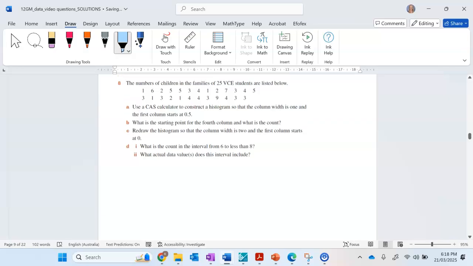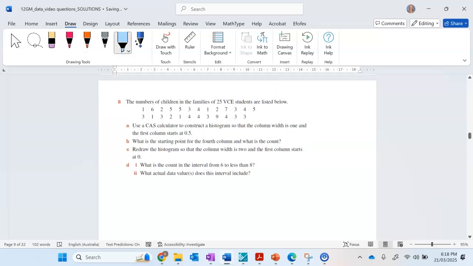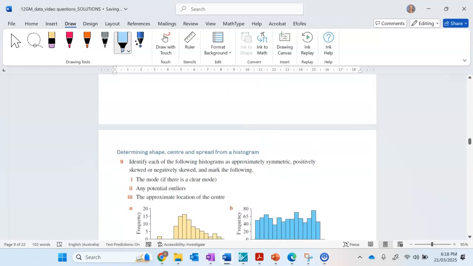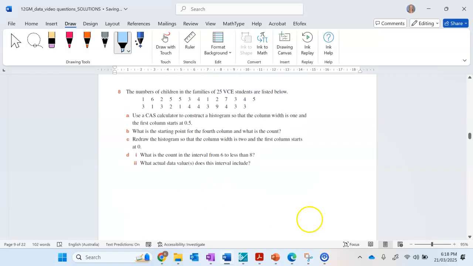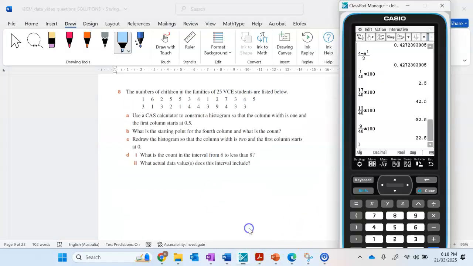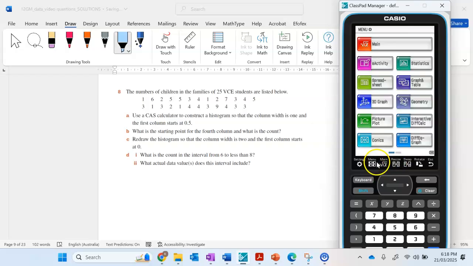All right, let's have a look at the next question. So the number of children in the families of 25 VCE students are listed below. Use a CAS calculator to construct a histogram so that the column width, and so on. What is the starting point? Okay, so we can do all that in a sec. I'm just having a quick look. We'll do this question because it's on the sheet, but histograms, I probably should have just done with the data that I already put in.